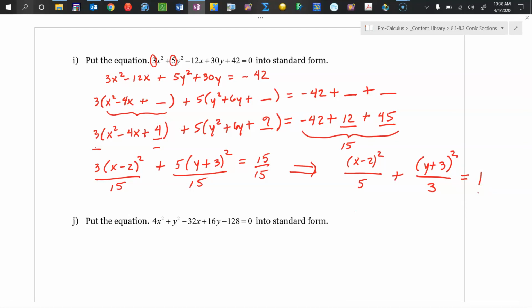I would like you to do the same thing for letter J. Pause the video, do letter J on your own, and when you're done, press play on the video and check your solution.